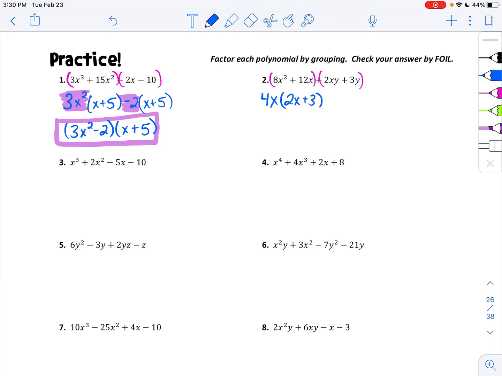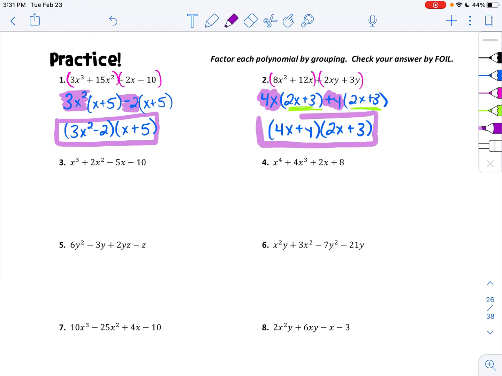Then I'm going to factor out my GCF of 2xy plus 3y. My GCF there is just y. And what I have left is 2x plus 3. My two GCFs can be put together to make my first binomial, 4x plus y. And then my second factor is the 2x plus 3, because we have the same binomial for each one, giving me a final answer of 4x plus y times 2x plus 3.